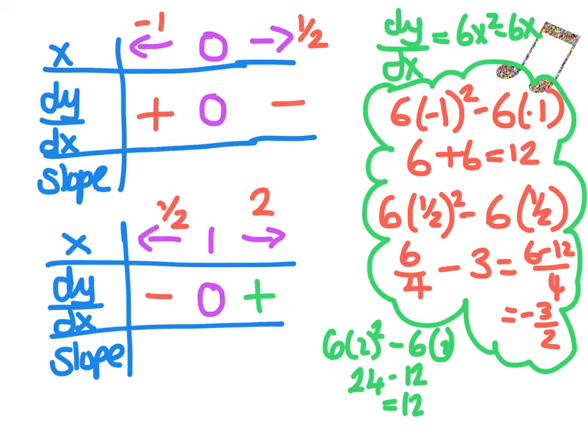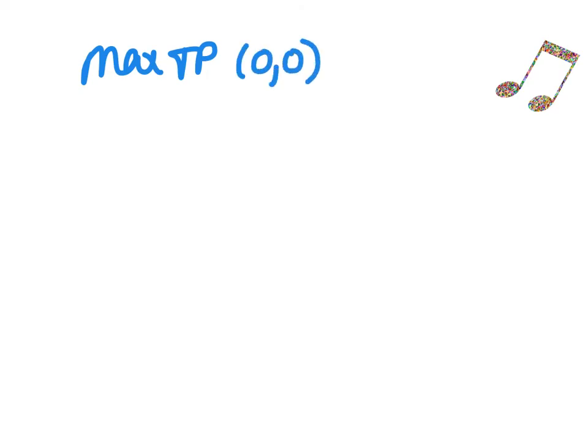So my slope for the first point, it's increasing because it's positive, stationary, then decreasing. So that's a maximum turning point. The second point is decreasing, stationary, increasing. That's a minimum turning point. So the summary of those stationary points: I had a maximum turning point at 0, 0, and a minimum turning point at 1, -1.